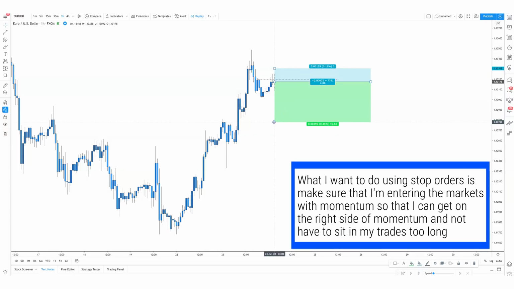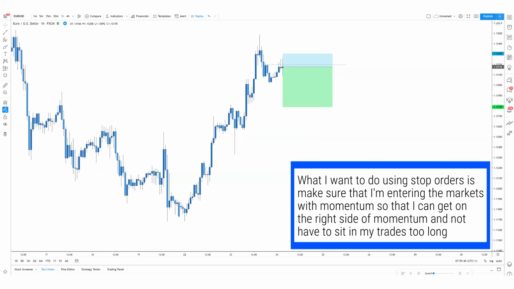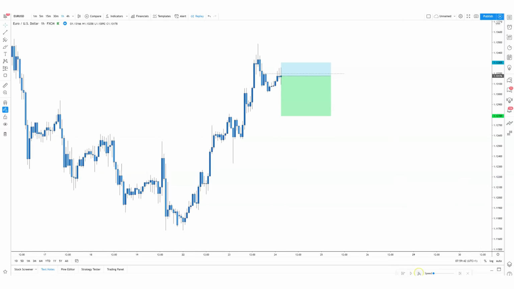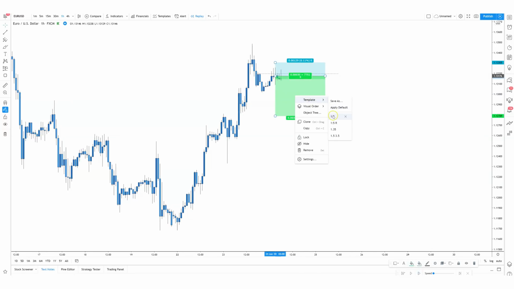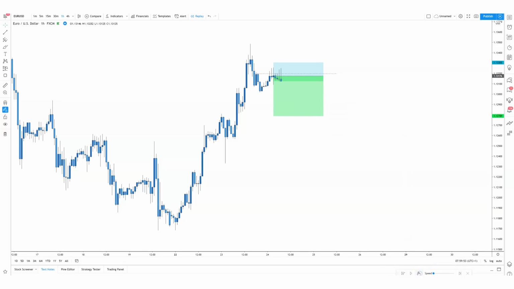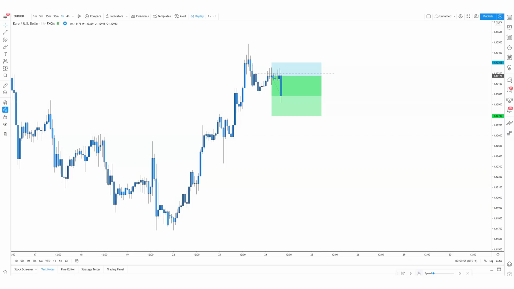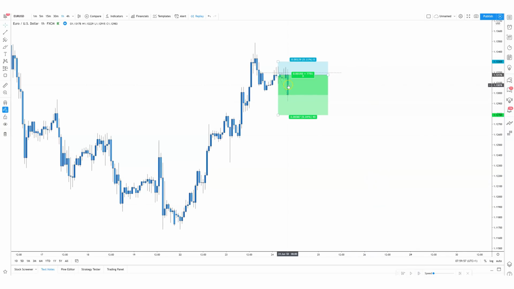What I want to do using stop orders is make sure that I'm entering the markets with momentum so that I can get on the right side of momentum and not have to sit in my trades too long. Let's say I enter this with an instant execution. Now, here, this is the hourly time frame. Right now, we've been sitting in this trade for, let's say, 3 hours now, okay? Now, this is a lot of time to be sitting in a trade. Personally, I don't want to have to wait 4 hours for the market to move.